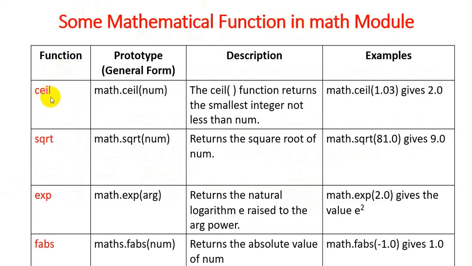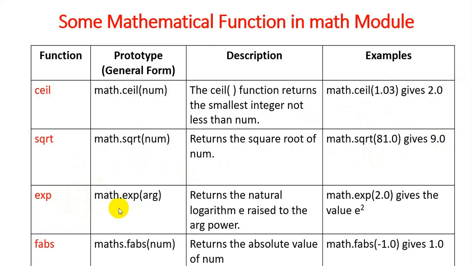Some mathematical functions in the math module are given here. The first is ceil, math.ceil of a number. Here num is an argument, a number. The ceil function returns the smallest integer not lesser than the number. When you pass math.ceil of 1.03, the smallest integer which is not lesser than 1.03 is 2.0, so the result is 2.0. Next, sqrt: math.sqrt of a number returns the square root of the number. When you pass math.sqrt of 81, the square root of 81 is 9.0.